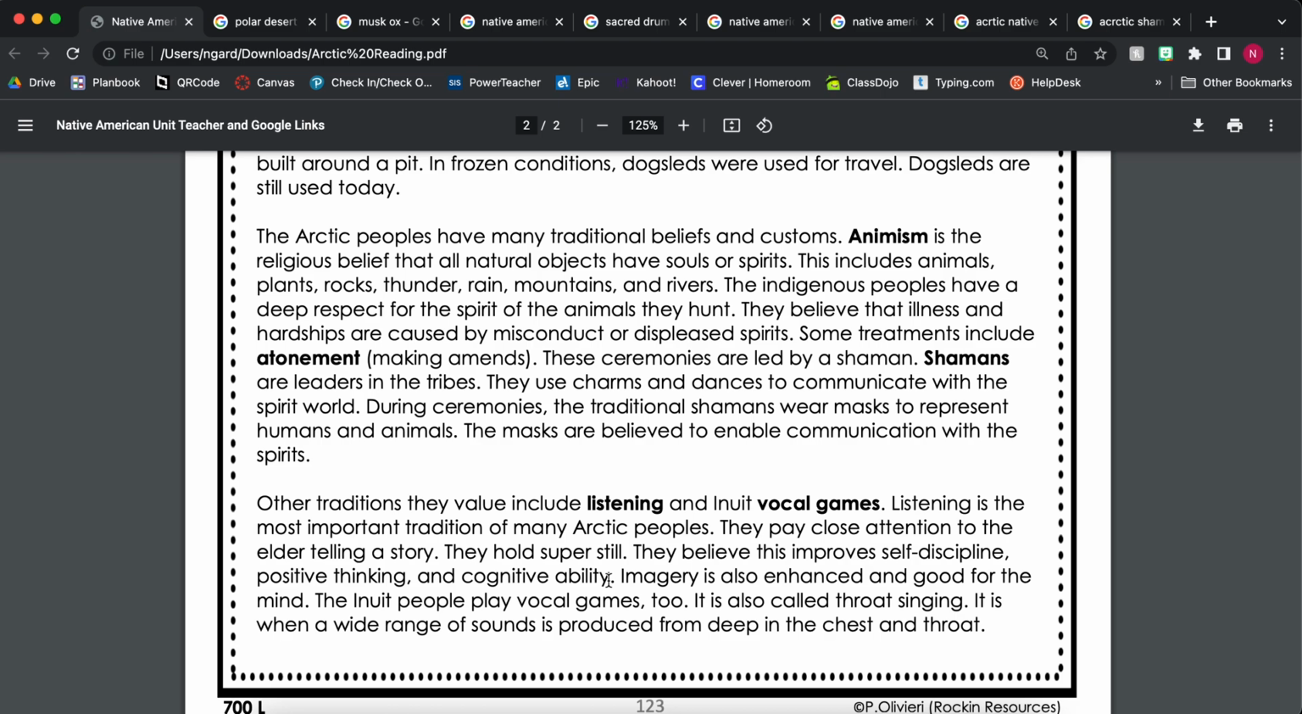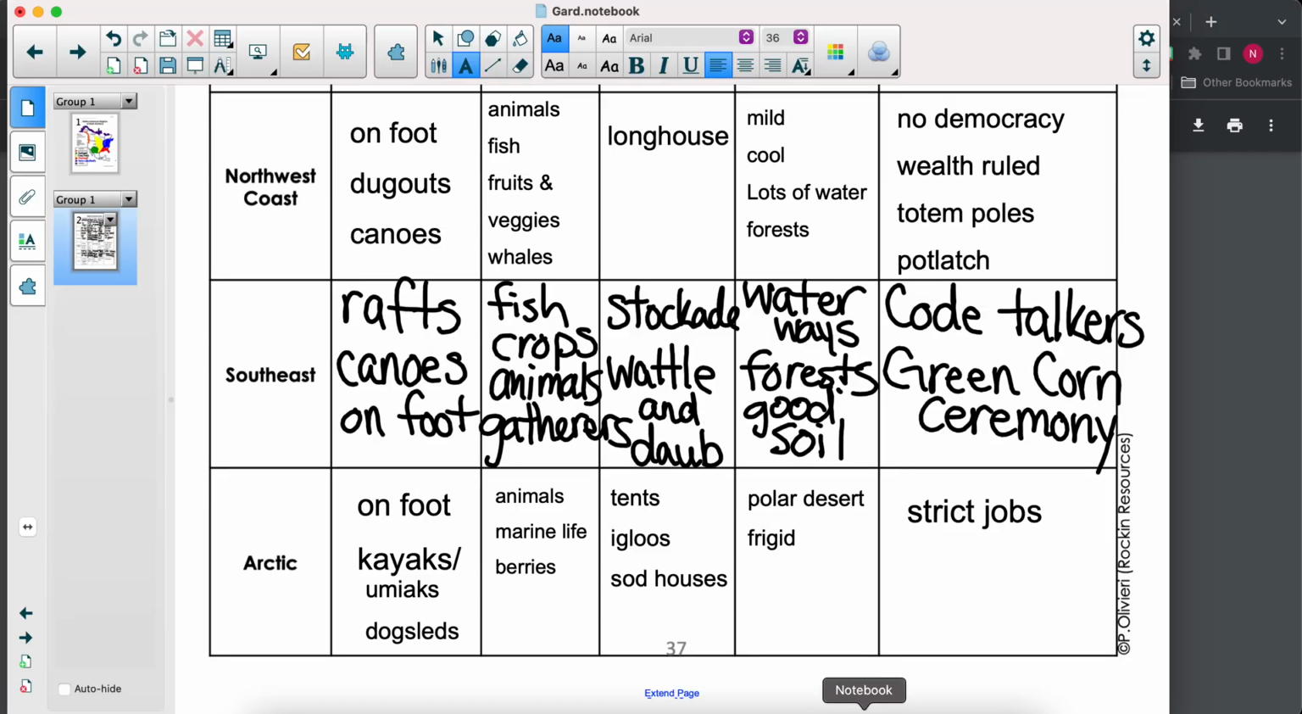The Inuit people play vocal games. This is called throat singing, right? It's a wide range of sounds that are produced deep in the chest and the throat. I will see if I can find a video and I'll throw that in at the end of the module. That'll be optional, so if you don't want to look at it, that's fine too. But I think those are a couple of things that we could add here.